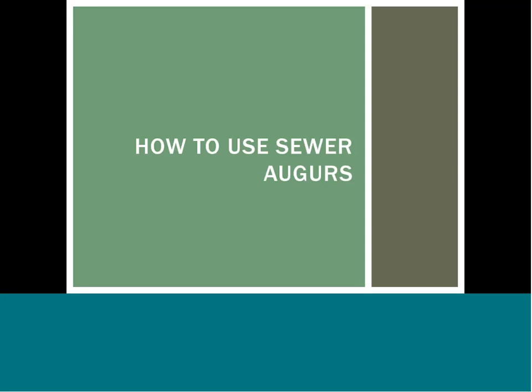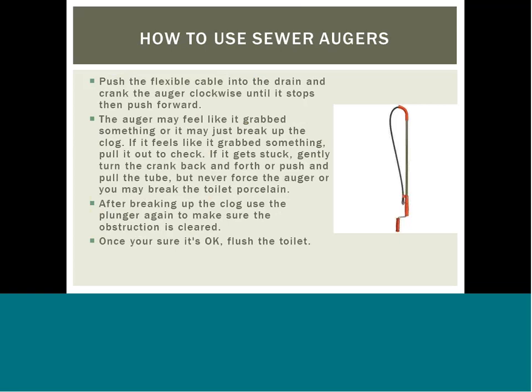Next, we will go over how to use sewer augers. Push the flexible cable into the drain and crank the auger clockwise until it stops, then push forward. The auger may feel like it has grabbed something, or it may just break up the clog. If it feels like it grabbed something, pull it out to check.